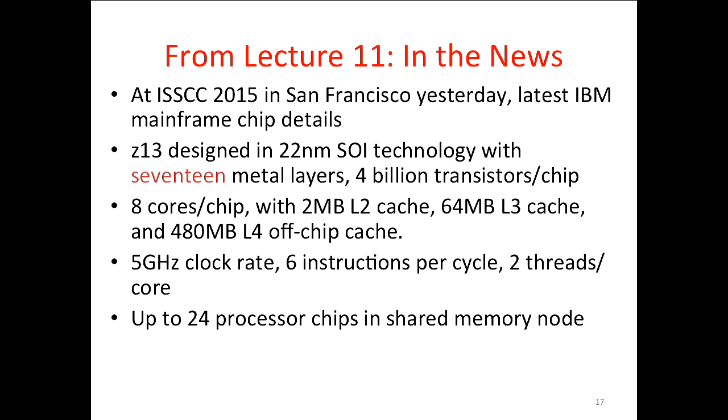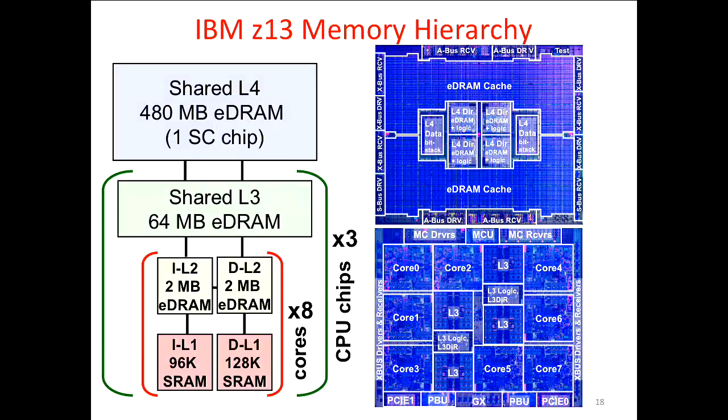Back in lecture 11, I had an news item about this latest IBM mainframe. I like to use this because it's brand new, and it's one of the biggest chips out there, and it has some of the most advanced fabrication technology: 17 layers of metal fabricated on the chip, 4 billion transistors, 8 cores. And it has this memory hierarchy. I mentioned this back then, but I didn't show you any pictures of it. So here are some pictures of this IBM mainframe chip.